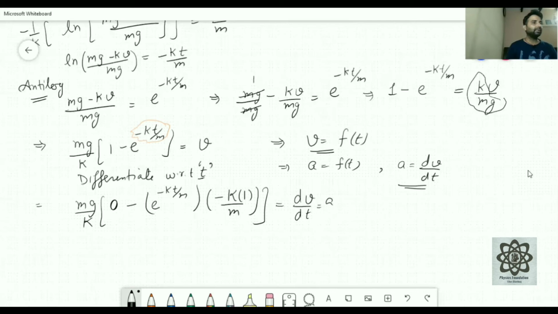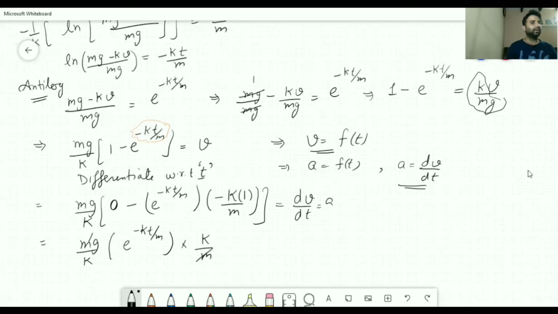So what happens is mg by k, minus will cancel this minus sign. So e to the power minus kt by m into k by m. So m will be cut from this and k will be deducted from this. So hence the acceleration in terms of t would become this into g, right? And this is our answer.